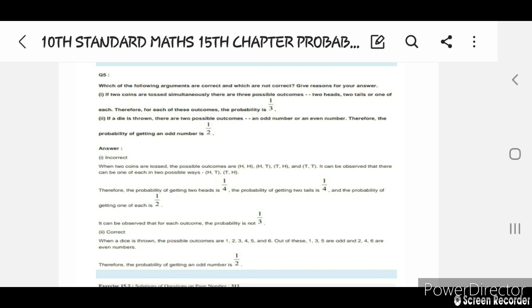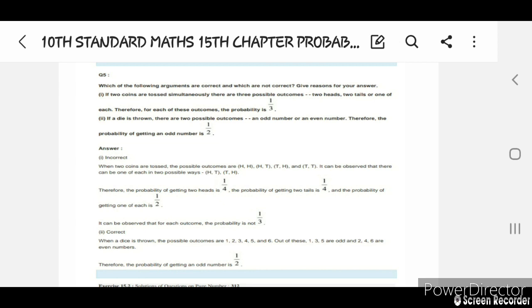The answer to the first question is wrong. When 2 coins are tossed, the possible outcomes are head head, head tails, tails head, or tails tails. But here in that question they have given 1 by 3. So therefore it is not correct.